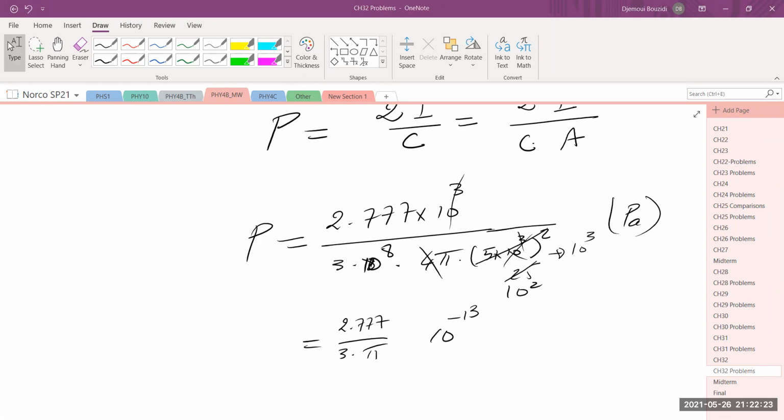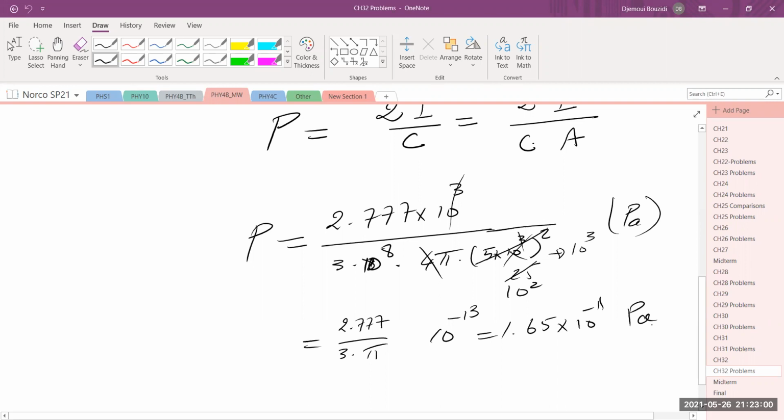2 times 777 divided by, open parentheses, 3 times π. Okay, it's 164.8 or 165. So I'm going to write it as 1.65 times 10 to the negative 11 Pascal. Okay, very tiny pressure. The atmospheric pressure that you and I are sitting under right now is about 100,000 Pascal, just to give you an idea. So this is extremely small pressure.